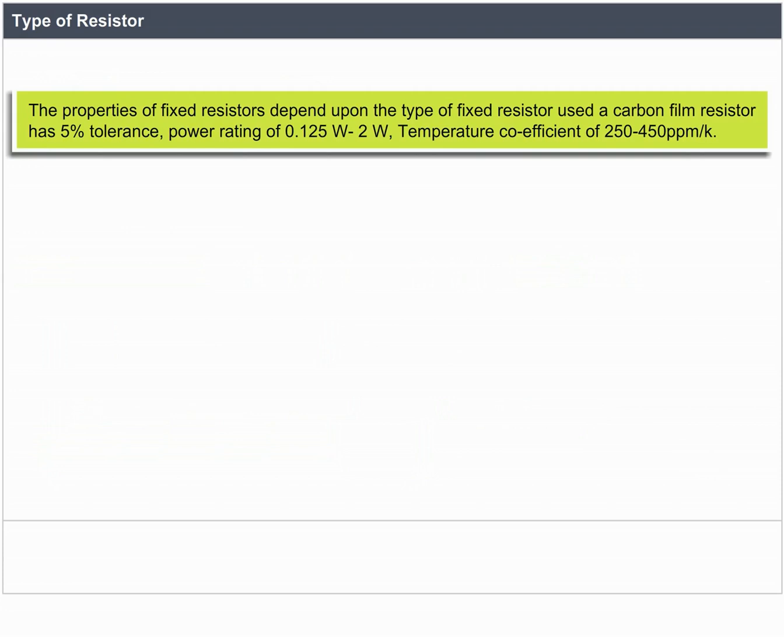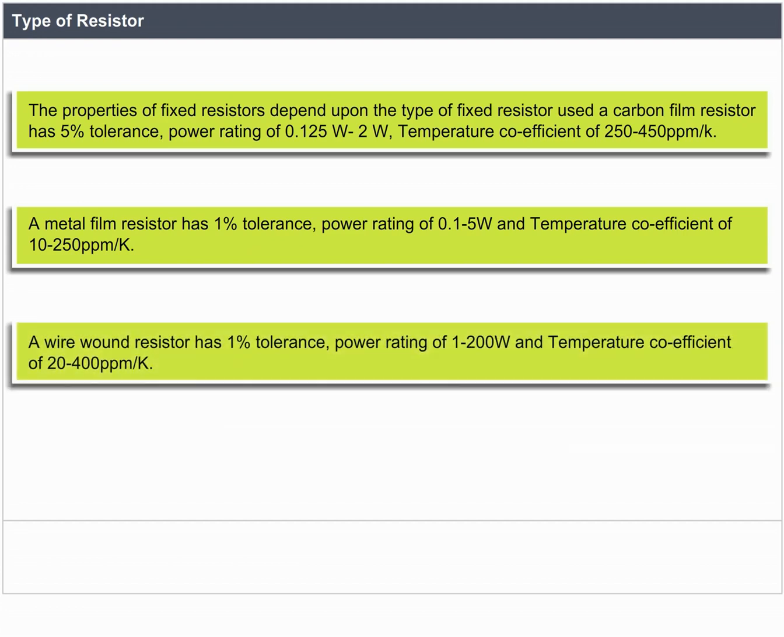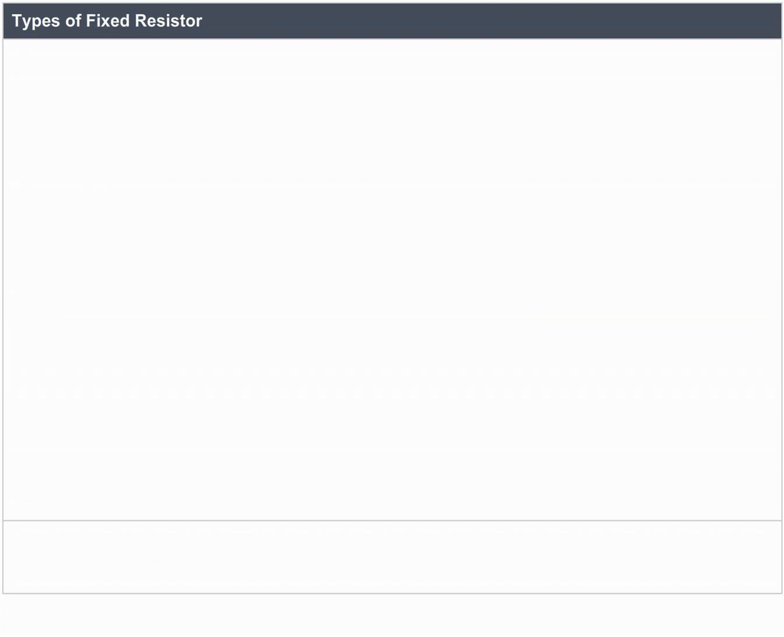A carbon film resistor has 5% tolerance, power rating of 0.125 watt to 2 watts, temperature coefficient of 250 to 450 ppm per K. A metal film resistor has 1% tolerance, power rating of 0.1 to 5 watts, and temperature coefficient of 10 to 250 ppm per K. A wire wound resistor has 1% tolerance, power rating of 1 to 200 watts, and temperature coefficient of 20 to 400 ppm per K.